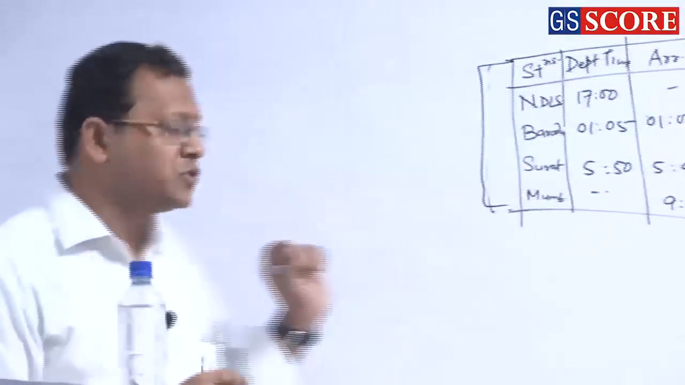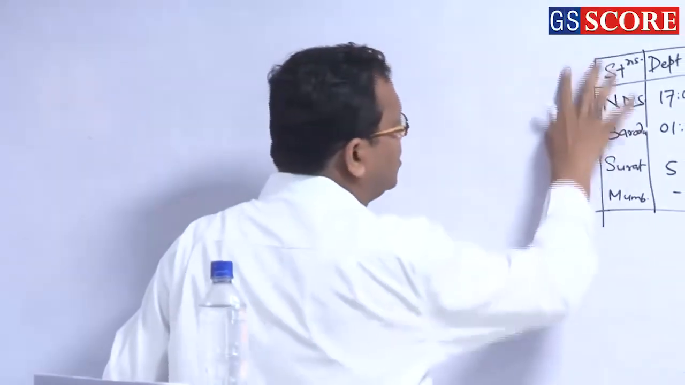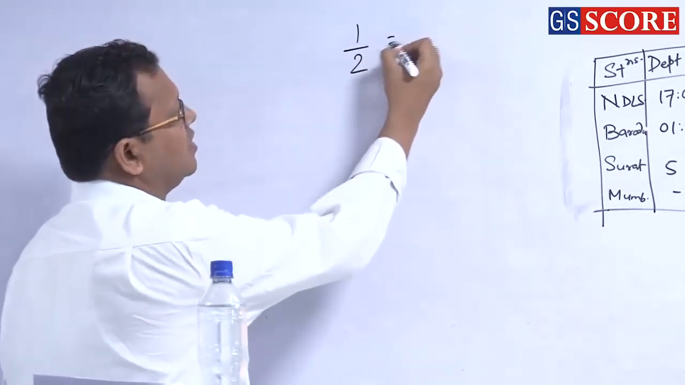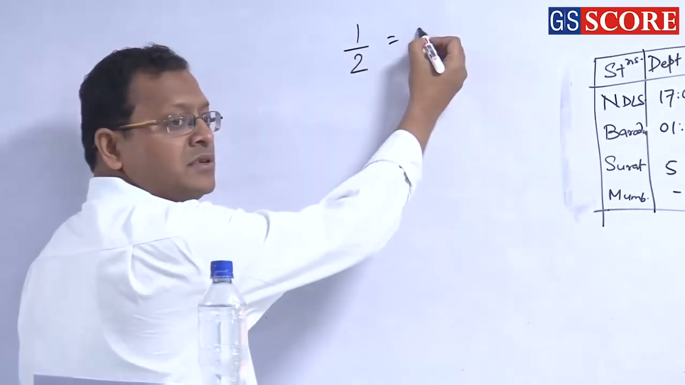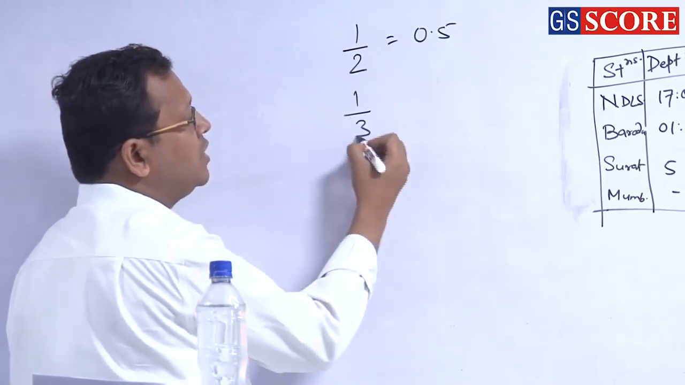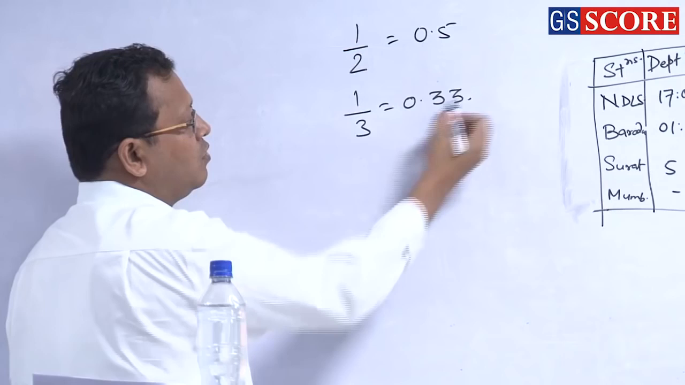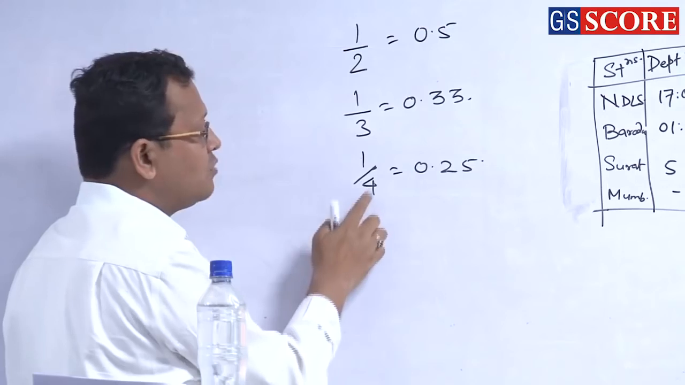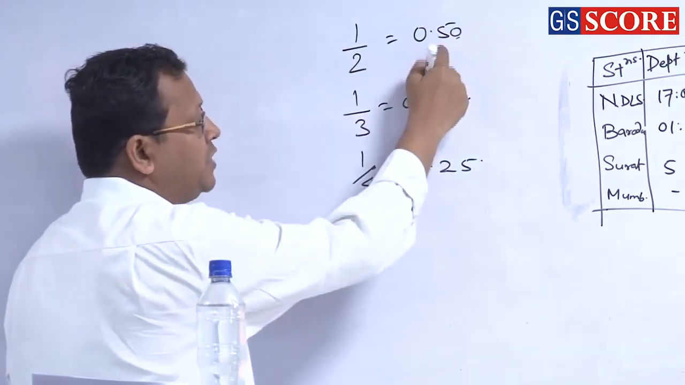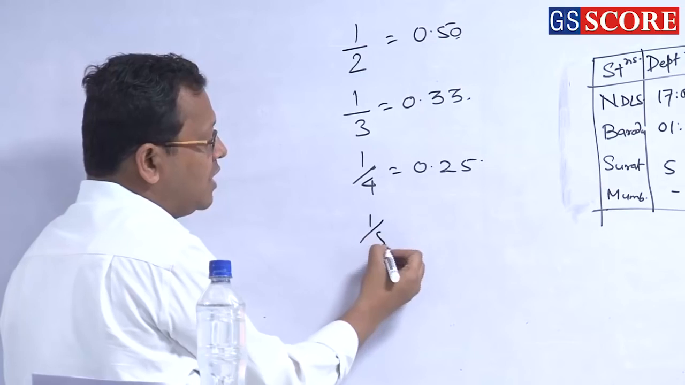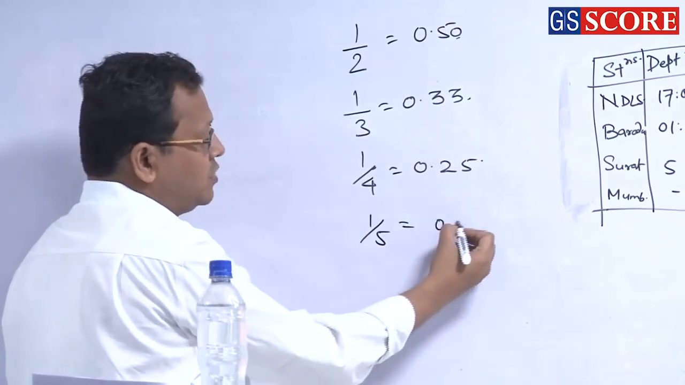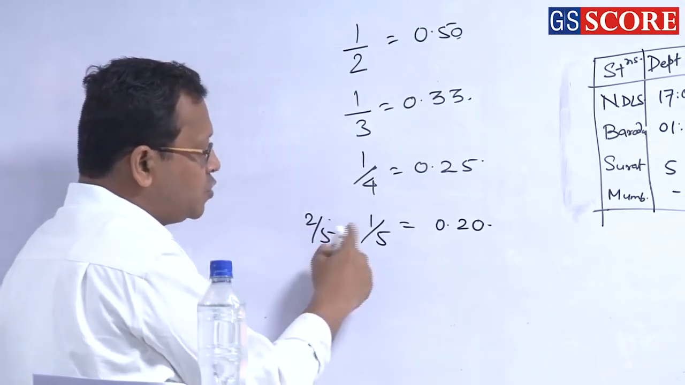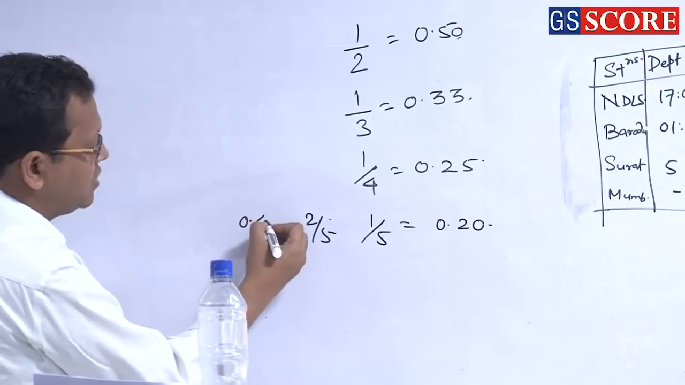Now, some shortcuts which you should know, shortcuts in the form of calculation techniques. What is the value of half? 0.5. What is the value of 1/3? 0.33. What is the value of 1/4? 0.25. We can also say 1/4 is half of half, so half of 50 is 25. What is the value of 1/5? 0.20. What is the value of 2/5? 2 times 1/5, it is 0.40.